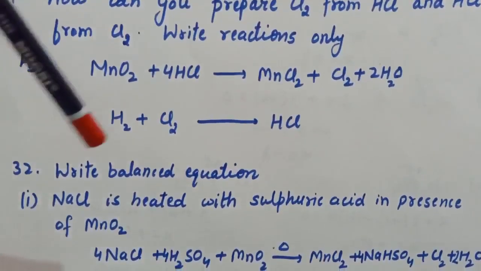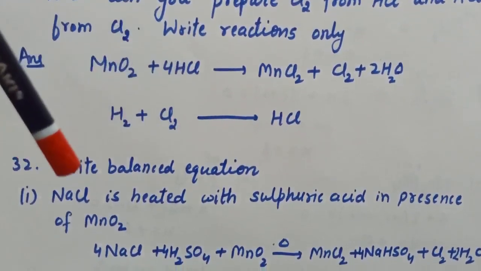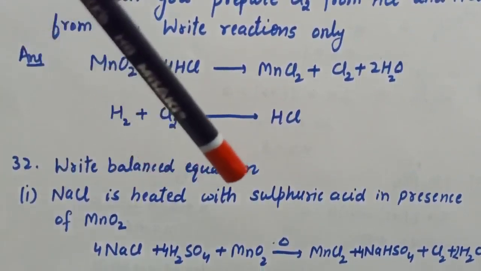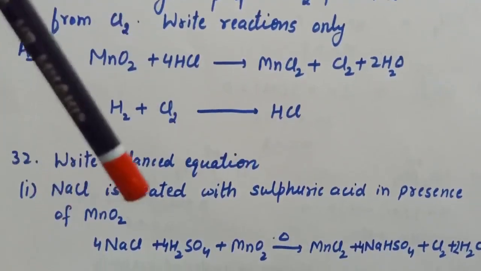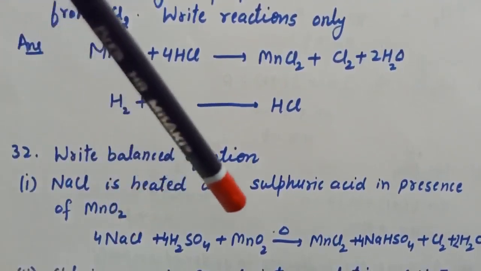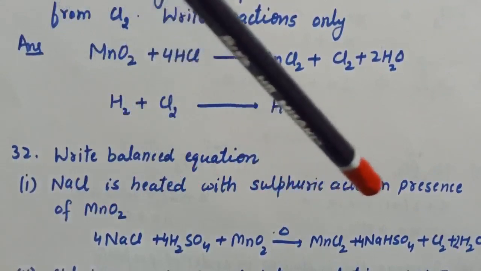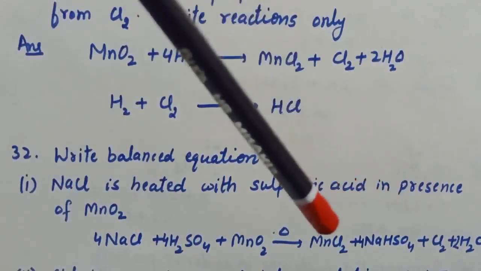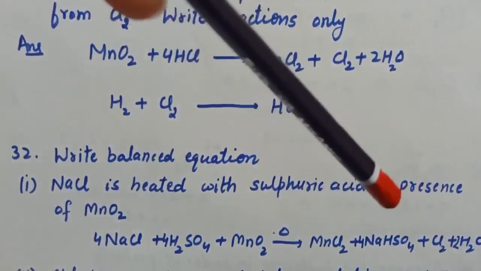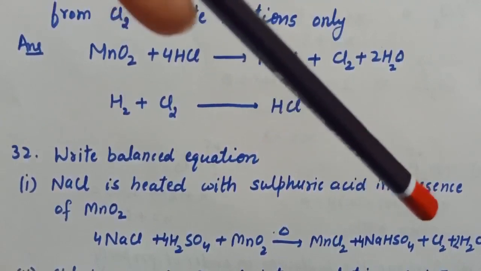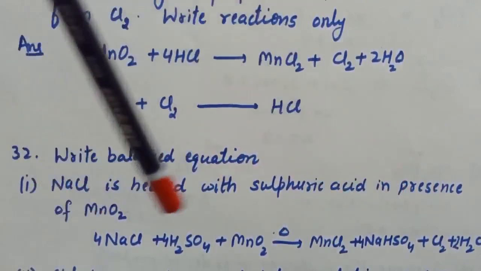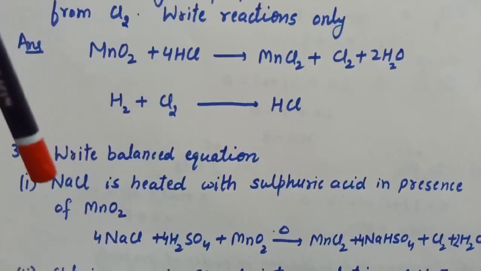Next question is, write the balanced equation. First is NaCl heated with sulfuric acid in the presence of MnO2. So NaCl plus H2SO4 plus MnO2. This is the preparation of chlorine. Here we get chlorine, along with MnCl2, NaHSO4, that is sodium hydrogen sulfate, and water. So this is the balanced equation for the first part.